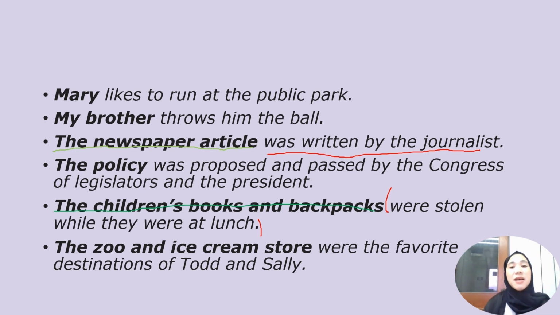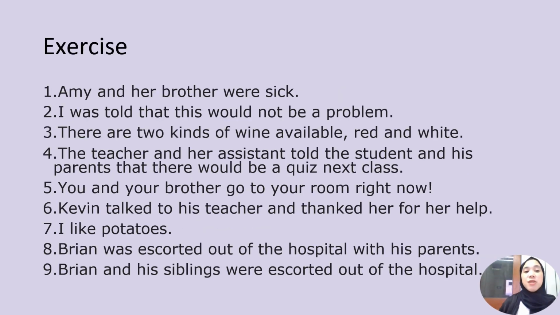Same goes for the last one. The zoo and the ice cream store were the favorite destinations of Todd and Sally. So the subject is the zoo and the ice cream store. Make sure you don't just answer the zoo, because this sentence is not just talking about the zoo, it's talking about the ice cream store as well. So the subject is the zoo and the ice cream store. Were the favorite destinations of Todd and Sally is the predicate. So pause the video and try to do the exercise.